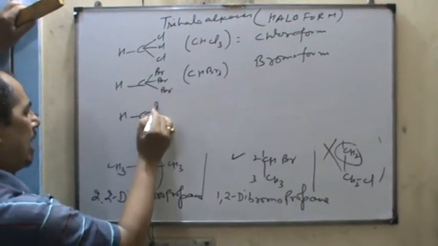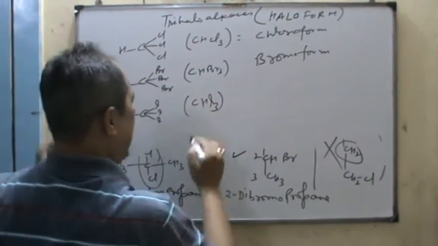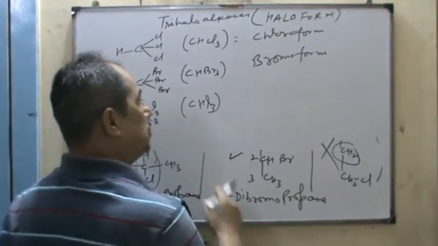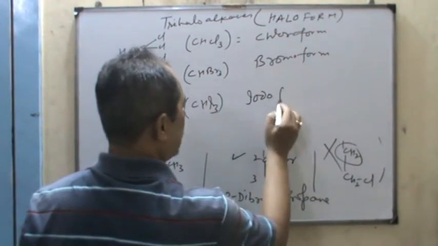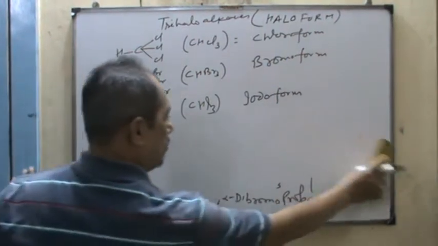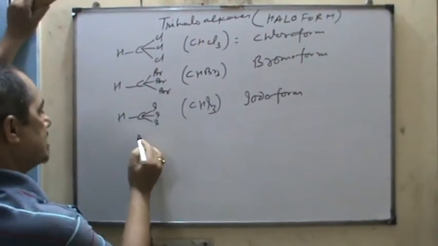And similarly, CHI3 acts as an antiseptic and is used in the iodoform test. So this is iodoform. These are the classification of trihaloalkanes.